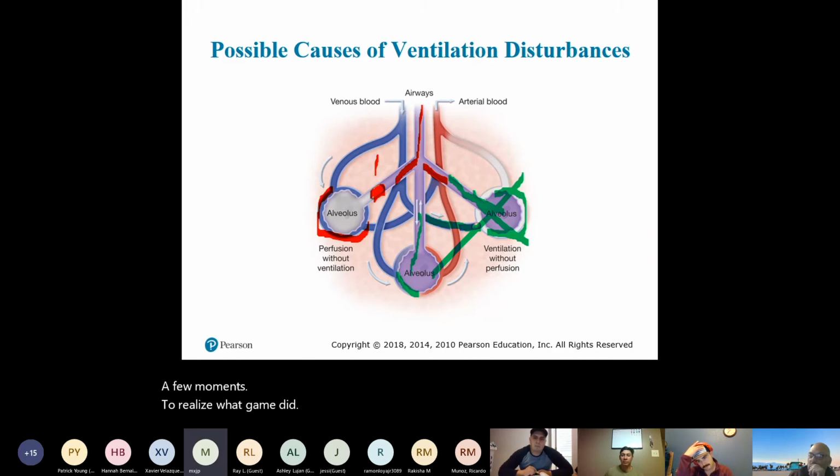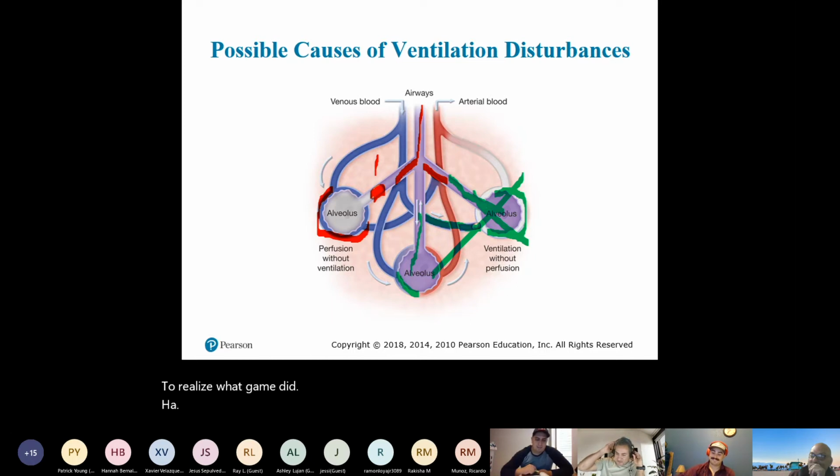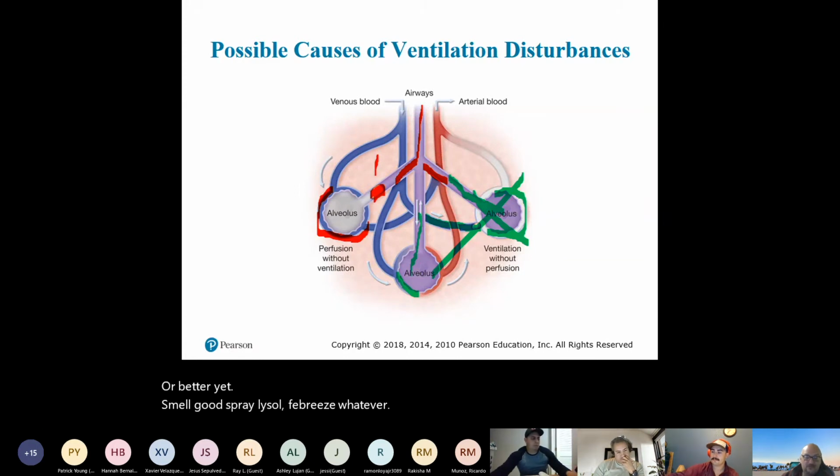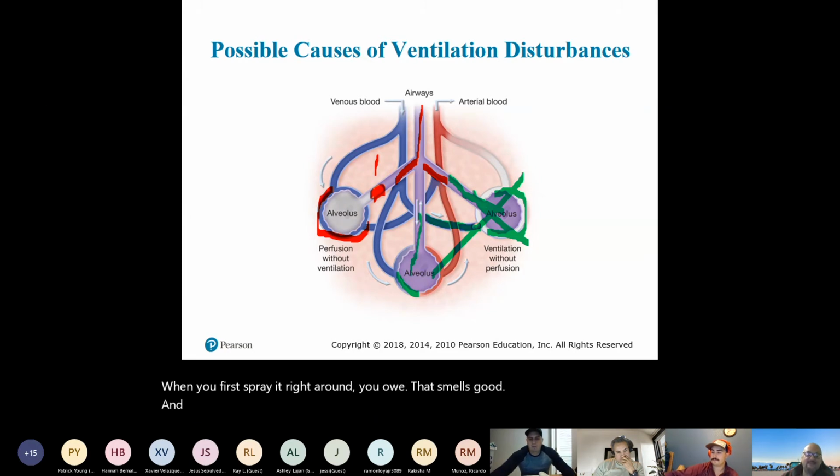He was probably stunned. Probably knocked him unconscious. Because it's going to take a bit for that gas, literally, to diffuse from the area where it was dealt to an area of lower concentration. Right. That's diffusion. Or better yet, smell good spray, Lysol, Febreze, whatever. When you first spray it right around you, oh, that smells good. And as it spreads, then other people can smell it down the line.